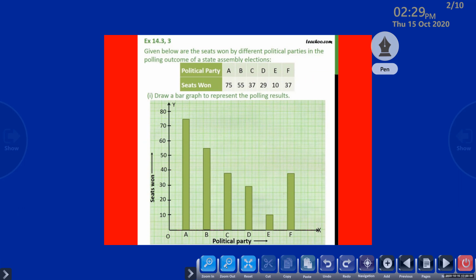Did you write the question? This table? Yes. And you know how to draw a bar graph? Isn't it, children? So you should write a scale here, right side top. Right side top, you have to write a scale, that is y-axis. Scale is needed because y-axis 1 unit equal to 10 seats. A scale is needed.